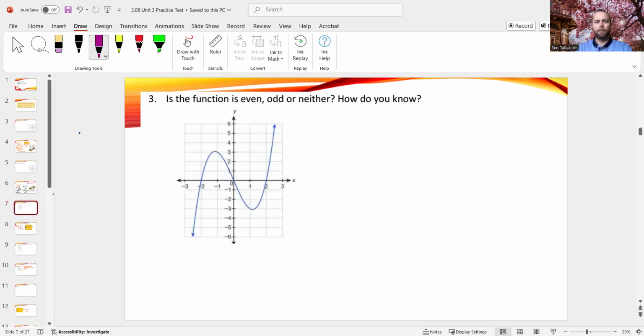Number three, we're determining if the function is even, odd, or neither based on a graph. No written function, just the graph. How do you know?